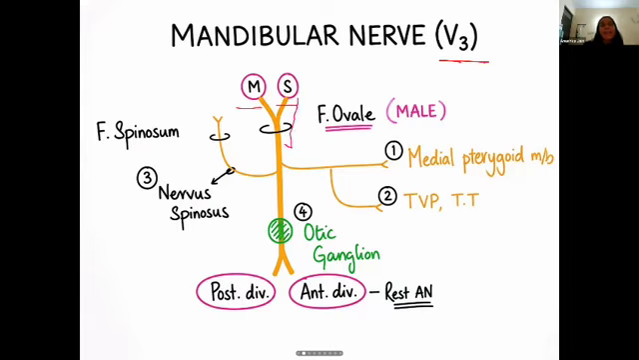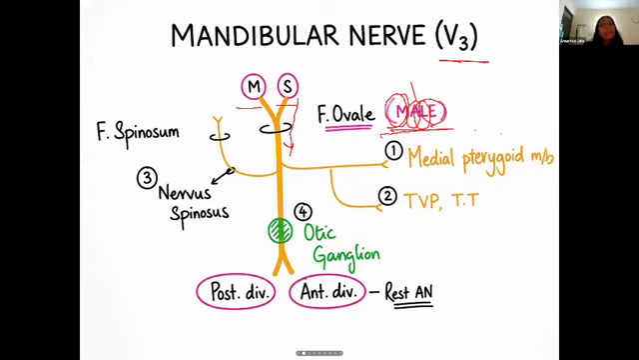I hope you all remember this mnemonic of MALE right from your first year of anatomy. So here M stands for mandibular nerve, A stands for accessory meningeal artery, L stands for lesser petrosal nerve, and last but not least, E stands for emissary vein. Very important from the exam point of view.